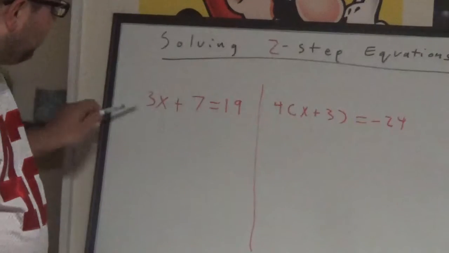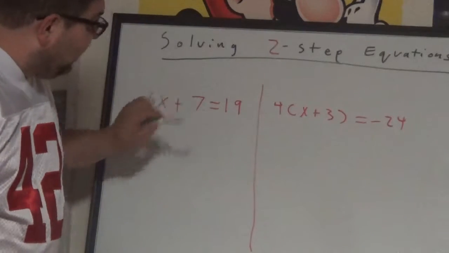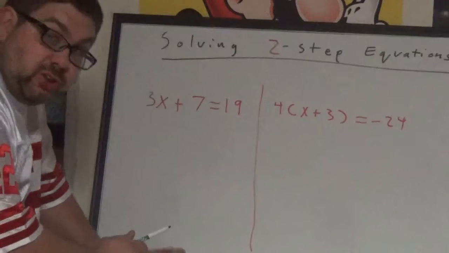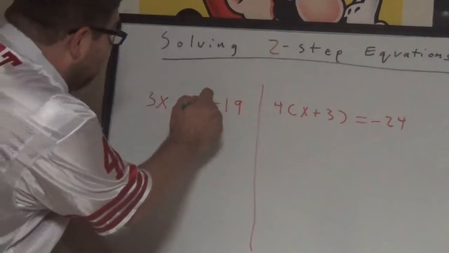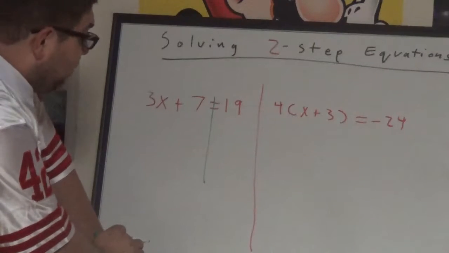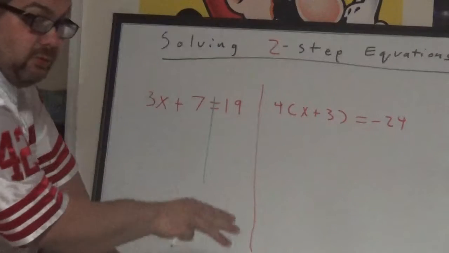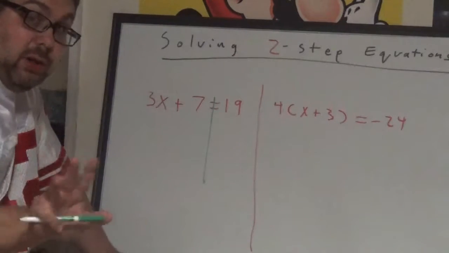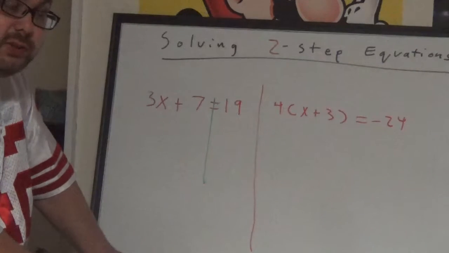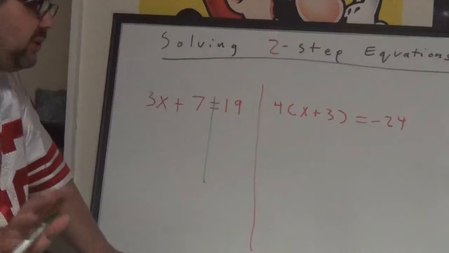So the first one says 3x plus 7 equals 19. Just like with the one-step equation, I'm going to start by drawing a line down the middle. Also, just like the one-step equation, I'm going to look at what is going on, and I'm going to do inverse operations. Now, what I'm about to say might look a little bit confusing because, especially if you know how to do it, you might say, oh, I'm overcomplicating. There's a reason for this.